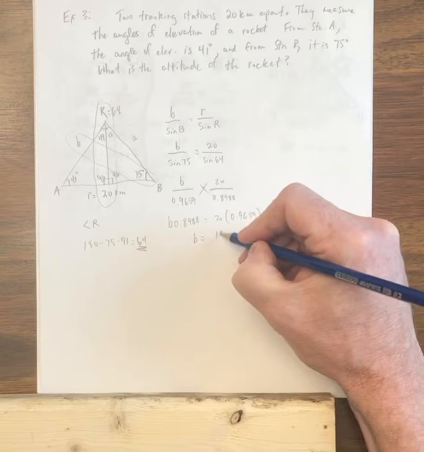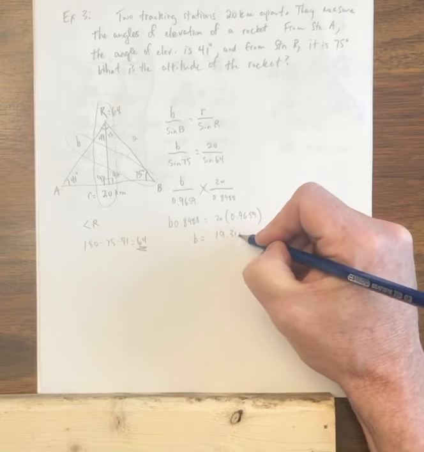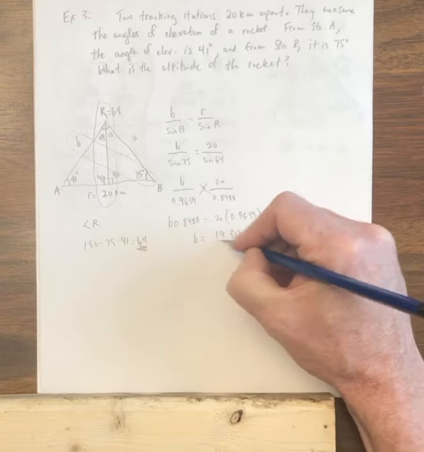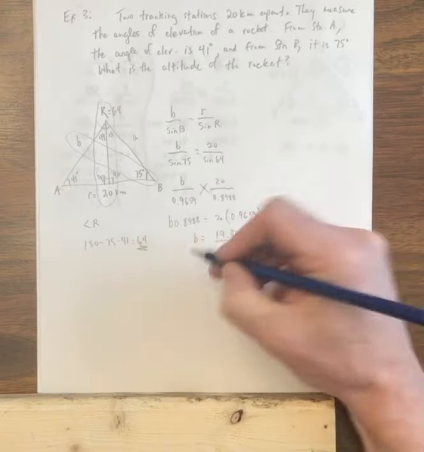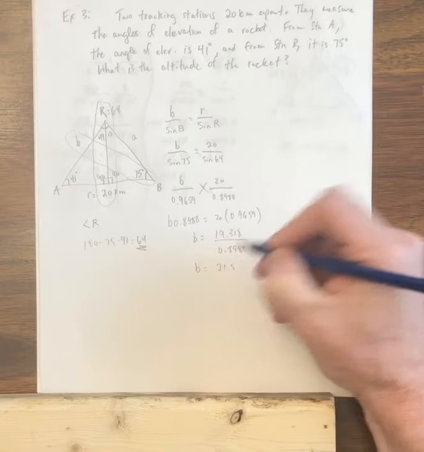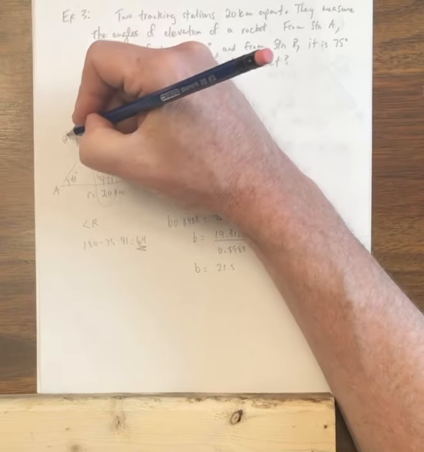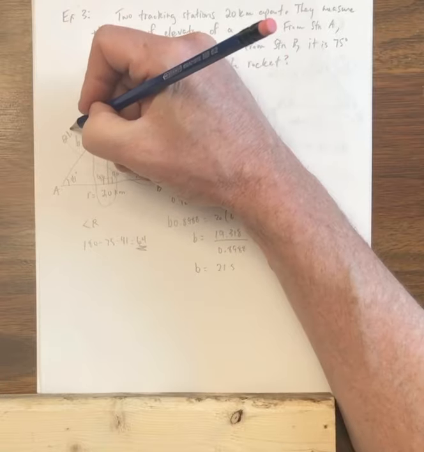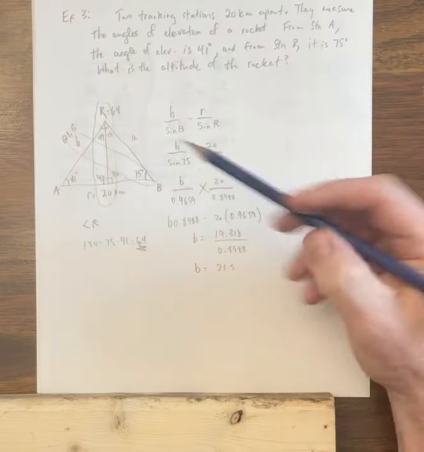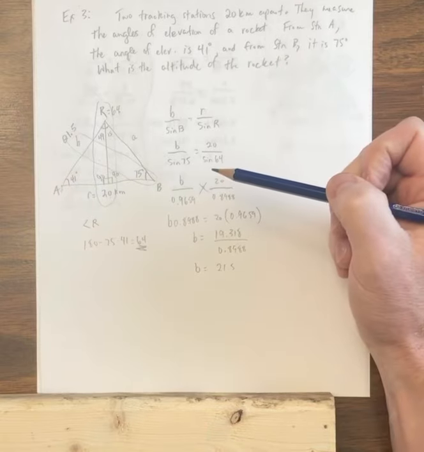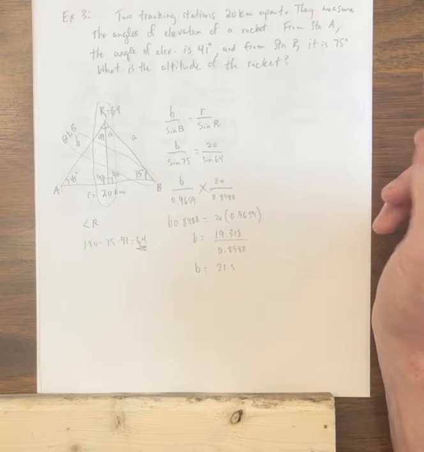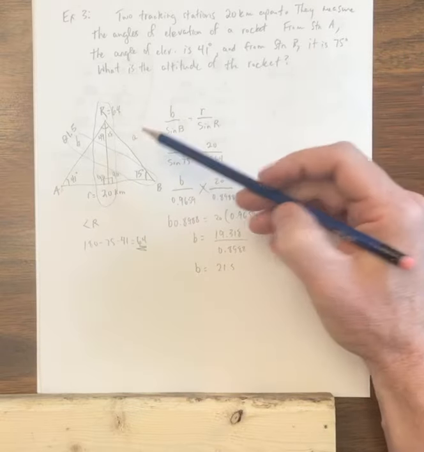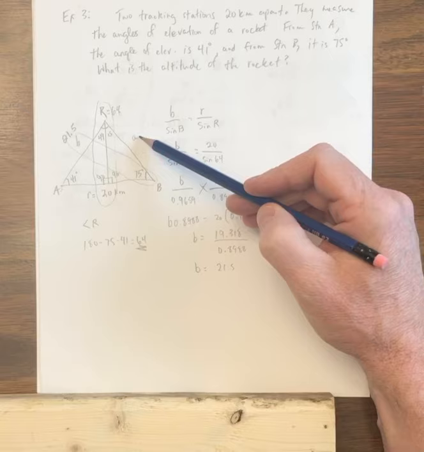B would be equal to 19.318. That's when I do 20 times this. And I'll bring the 0.8988 over and divide it. And we get 21.5. So we now know that the rocket is 21.5 kilometers away from tracking station A. Perfect. We don't need to get side A. If you want to, because trig is fun, you can.